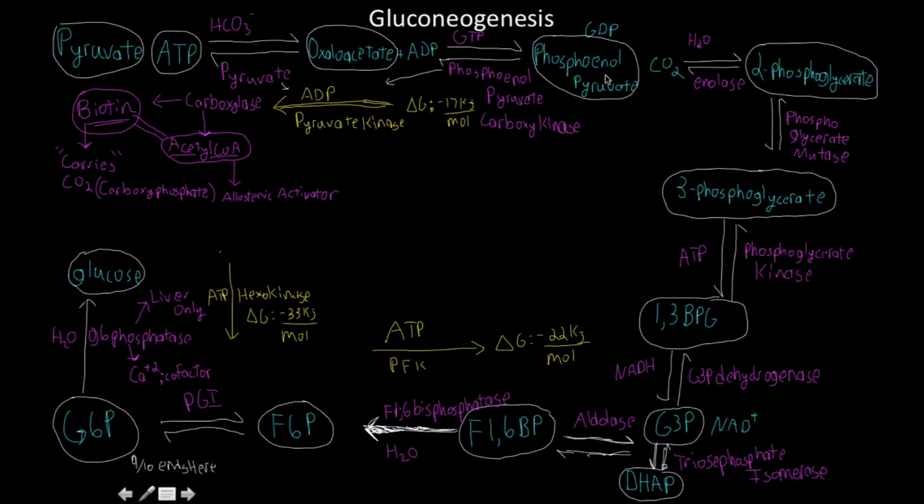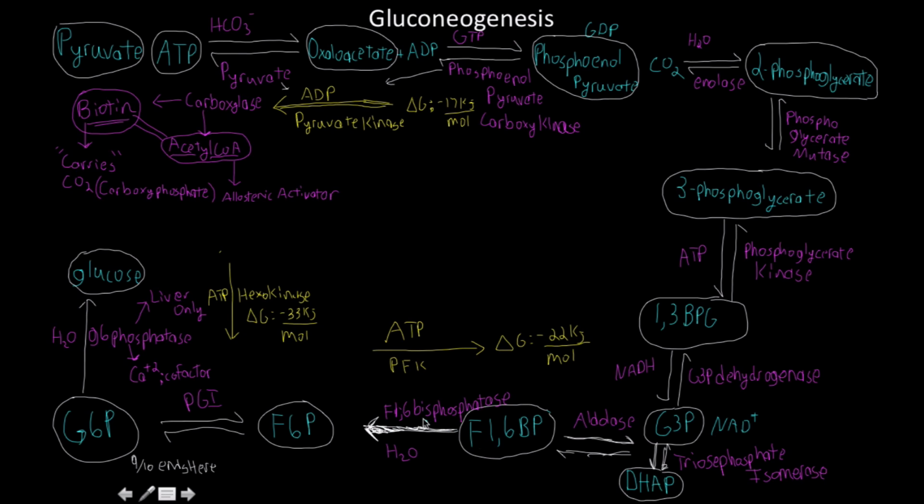Okay, then we're going to react phosphoenol pyruvate with enolase again through equilibrating reactions to give us 2-phosphoglycerate with the mutase to 3-phosphoglycerate with a kinase to 1,3-BPG, and then G3P dehydrogenase to give us G3P, which is going to react in equilibrium with its DHAP through the use of the triose phosphate isomerase, which reacts with aldolase to give us fructose 1,6-bisphosphate. Now we must overcome the phosphofructokinase reaction.